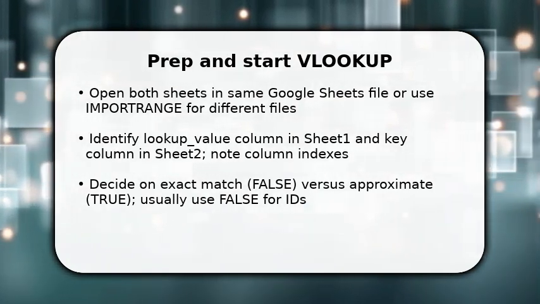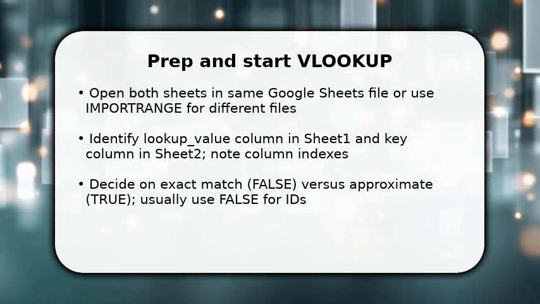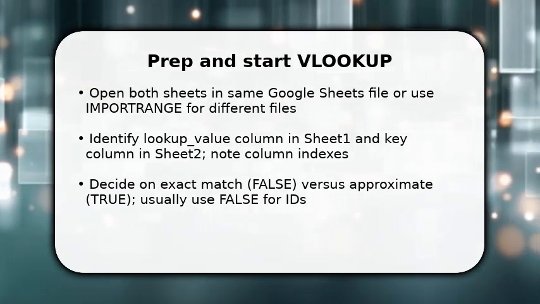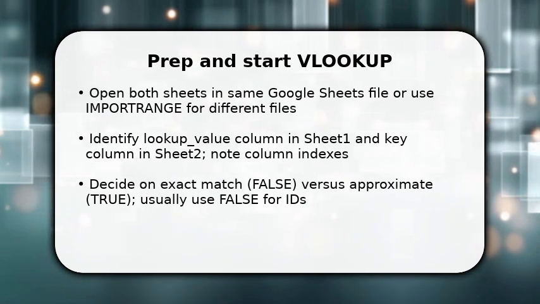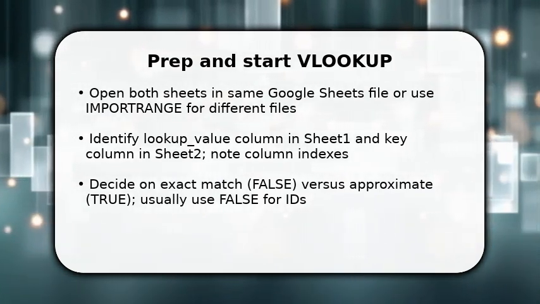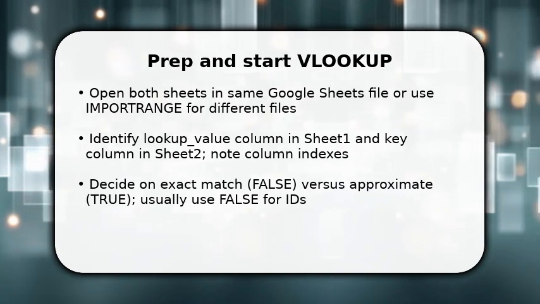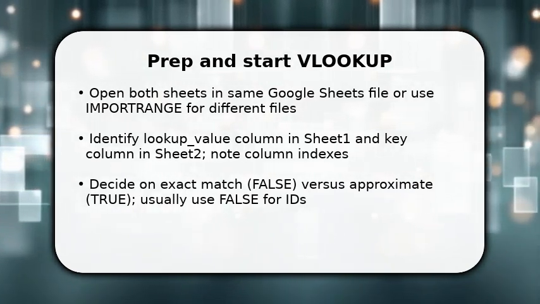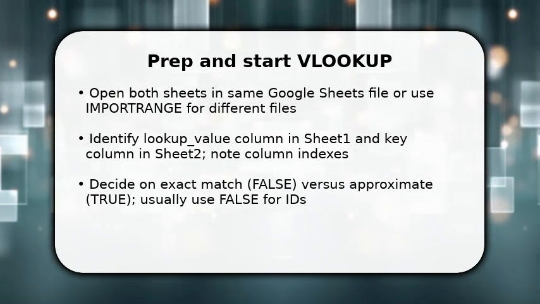Next, switch to sheet 2 and highlight the entire table range that includes the key column and the return column. Make sure the key column is the leftmost column of that range. Otherwise, reorder or use INDEX/MATCH. Finally, end the formula with a column index number and FALSE for exact matches.